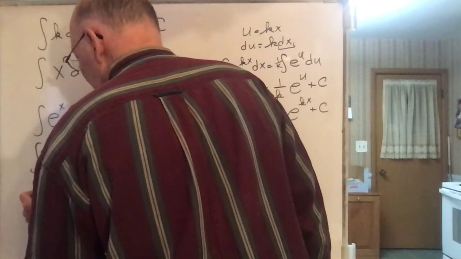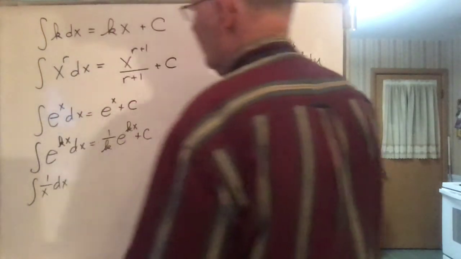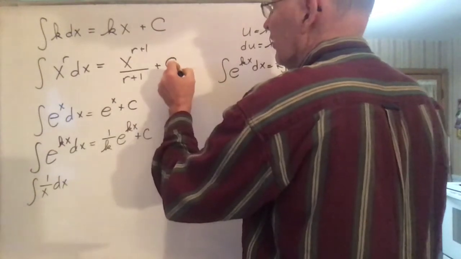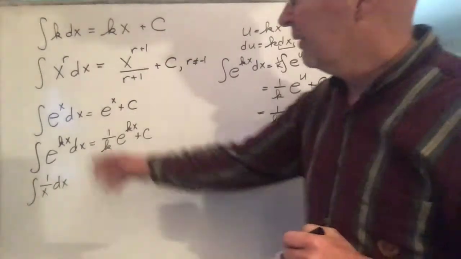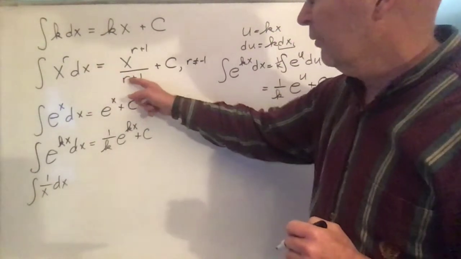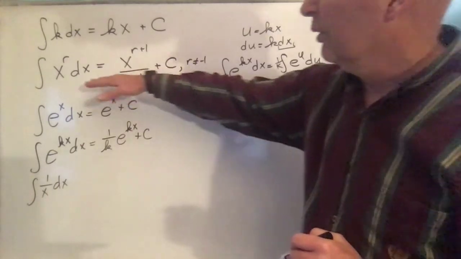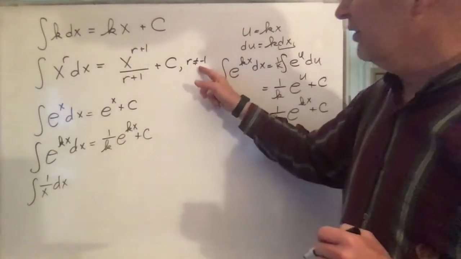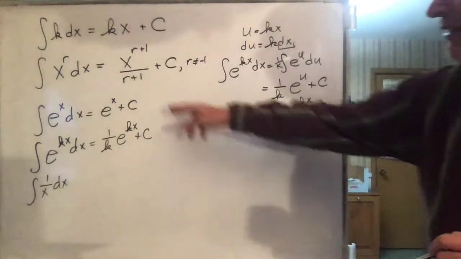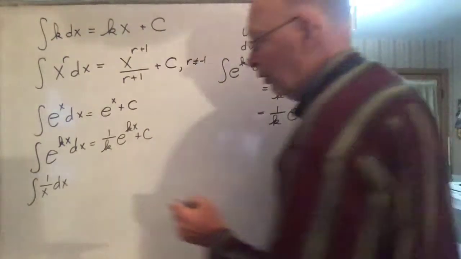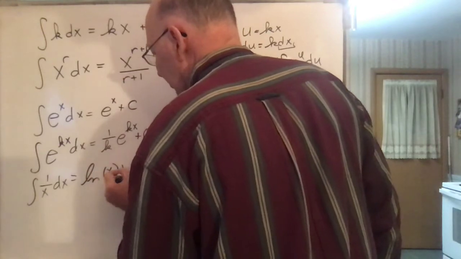What's the antiderivative of 1 over x dx? I should have mentioned up here that this works as long as r is not equal to -1. If r is equal to -1, that's the one case where -1 plus 1 gives you 0 down here. Agreed? So you can't divide by 0. So the one time when you can't do this is here. So we have to look at that one separately. What's the antiderivative of that then? It's not this. What is it? So recall that that's just the ln of x plus c.